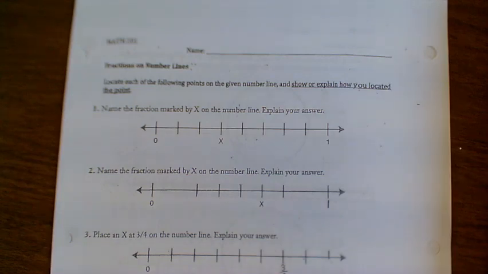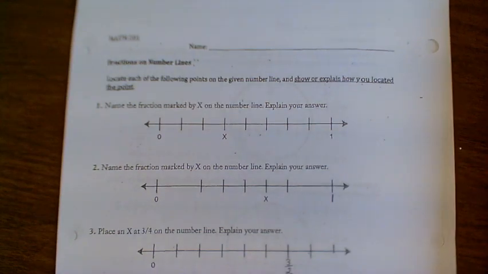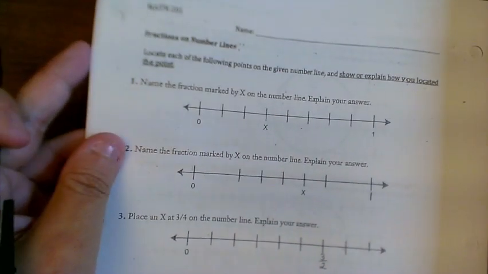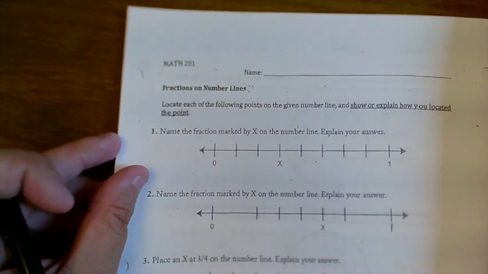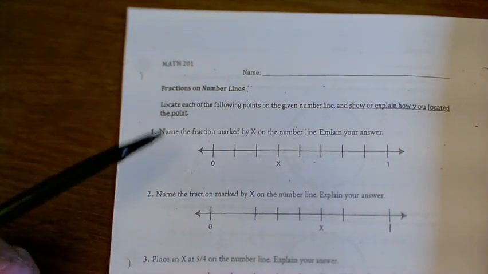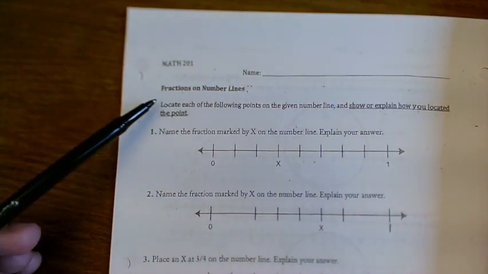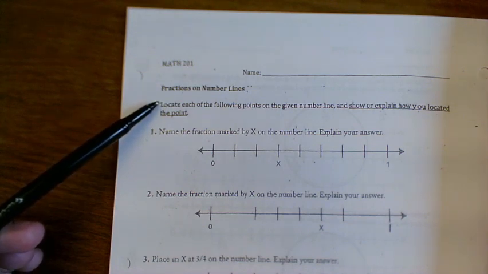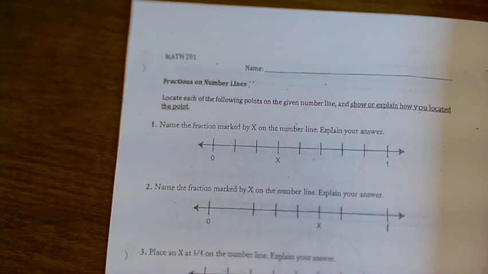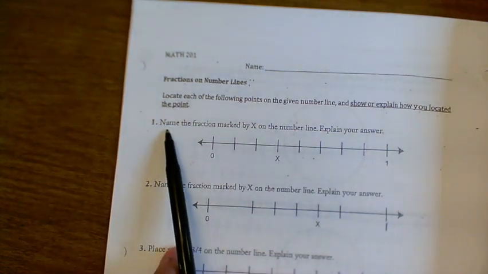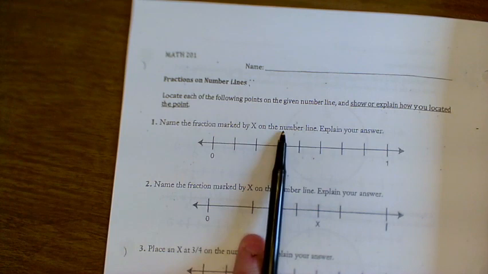Okay, so in this video, we're finishing up that homework assignment from last week and looking at the number line worksheets, which are page 162 and 163. So we start off with, it says locate each of the following points on the given number line and then show or explain how you located the point. Okay, so number one, name the fraction marked by the x on the number line.